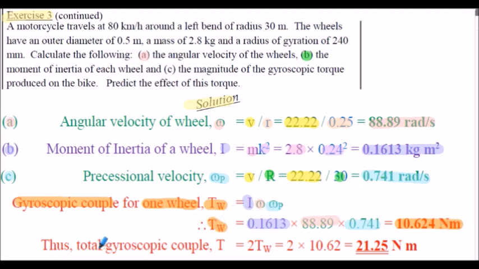Of course, we have two wheels, so we need to calculate the total gyroscopic couple, T here. That's twice the gyroscopic couple for one wheel. So 21.25 Newton meters is the total gyroscopic couple.